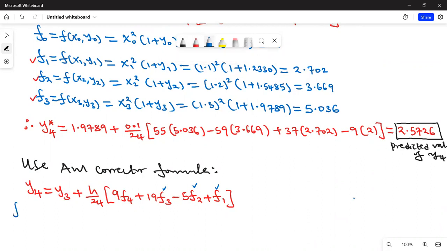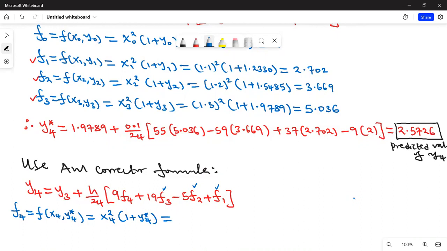So write F4, it is equal to F of X4, Y4. But you see, I don't know the value of Y4. What I know is Y4 star. So instead of Y4, let us use the predicted value, Y4 star. So this should give us, based on our definition of F of XY, it is X squared times 1 plus Y. So instead of X, I'm going to use X4, and instead of Y, I'm going to use Y4 star. So this will be X4 squared times 1 plus Y4 star.